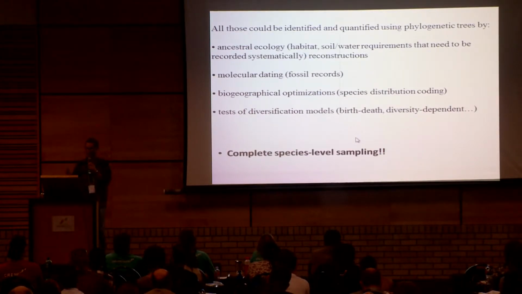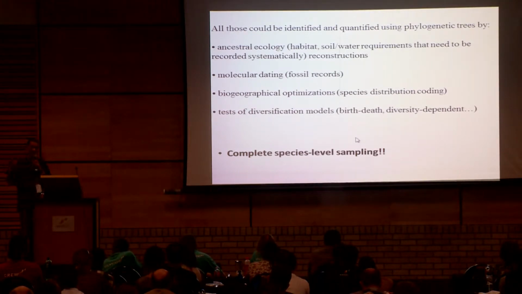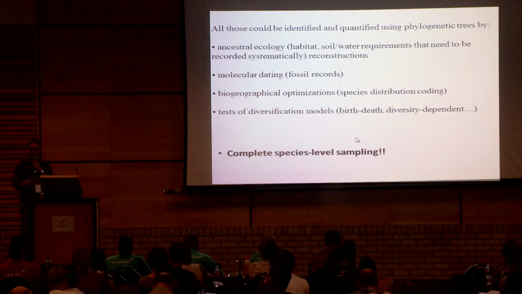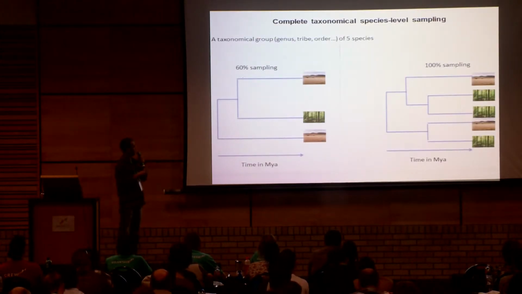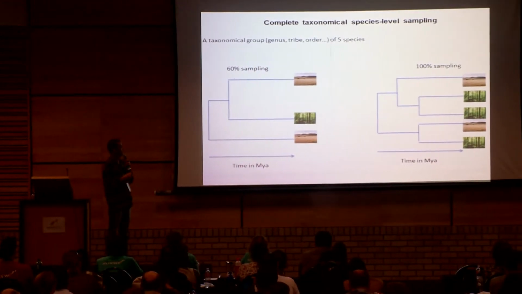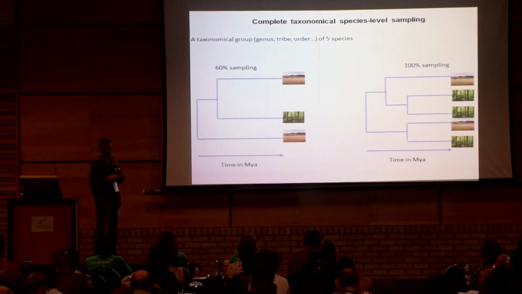It's not acceptable nowadays, with the accumulation of molecular data and the onset of barcoding, to have either generic-level phylogenies or missing species in the phylogeny. I'll try to give you a very simple illustration. Let's consider we have a group of 5 species. We have 60% sampling here, 100% sampling. We code them as being savanna or forest.